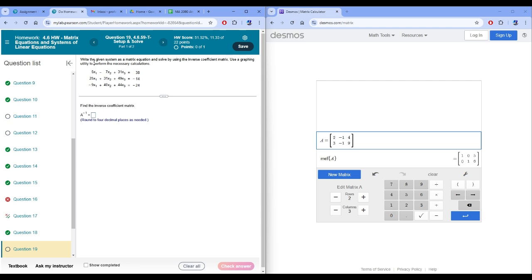What's this? Write the given system of equations by solving the matrix equation. Use a graphing utility to perform the necessary calculations. Find the inverse of the coefficient matrix. So then you literally just type in.